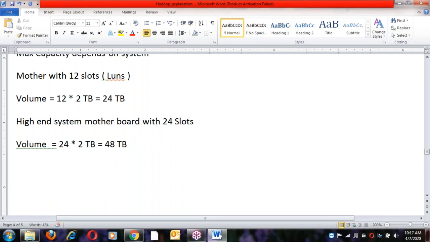Suppose you still want to increase the capacity, how do you do it? Then we should go for a very high-end system. A very high-end system can have two motherboards.